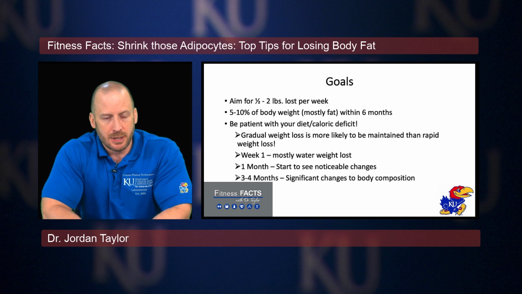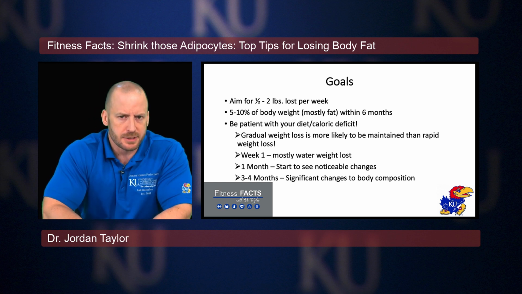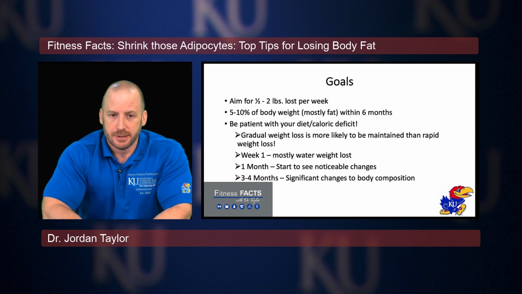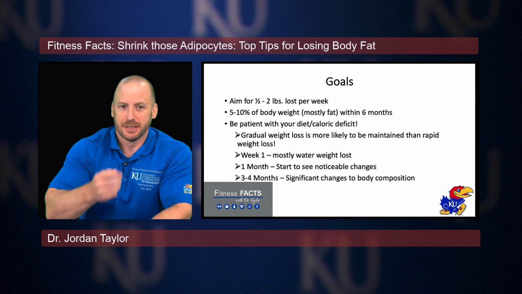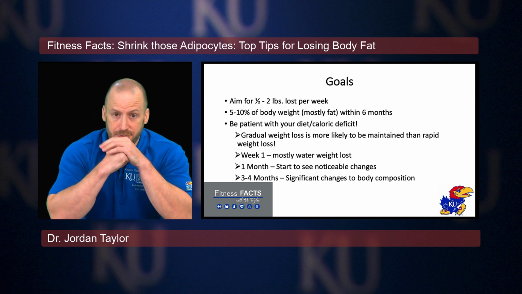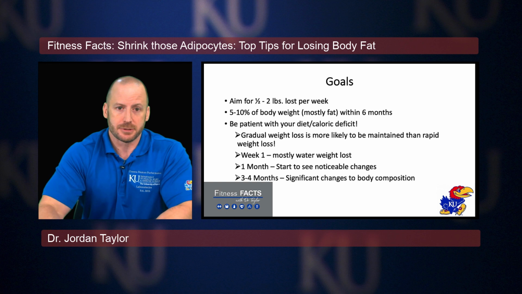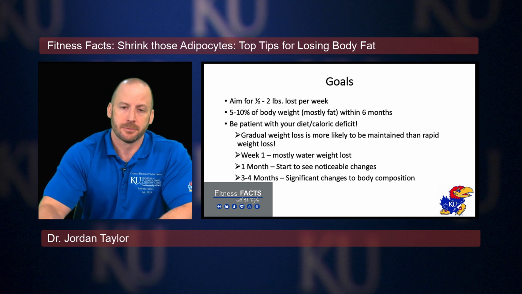After a month of being in a deficit, you're going to start to see some noticeable changes to your body. Clothes fitting better. Oh man, you may need a belt. Pants are fitting looser. At 3 to 4 months, significant changes can be observed in your body composition. Okay, so again, be patient.